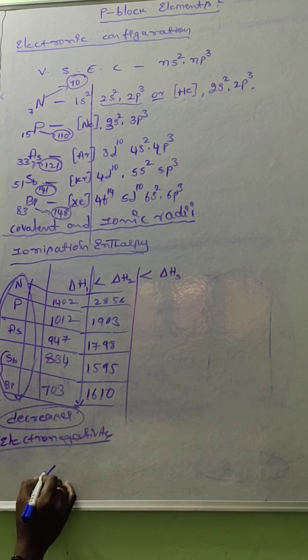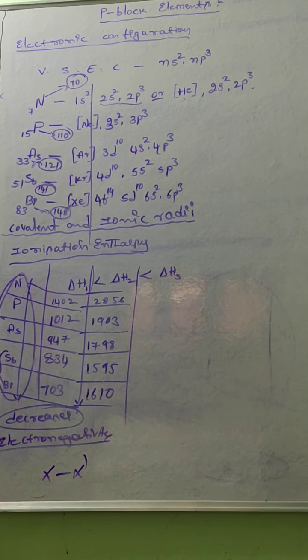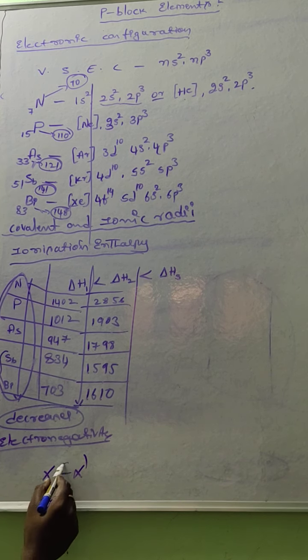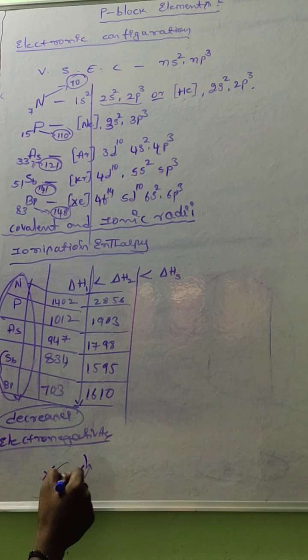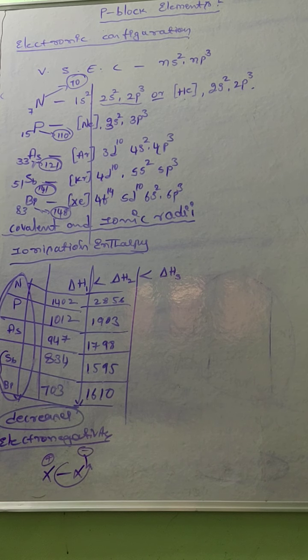Suppose we consider X and X prime. These are two atoms in a diatomic molecule, with one pair of electrons shared between X and X prime. The shared pair of electrons completely shifts towards one of the atoms. Suppose it shifts completely towards X prime. Now it carries the negative charge, and the other carries the positive charge. The one to which the pair shifts is more electronegative, and the one that loses the electrons acts as less electronegative.